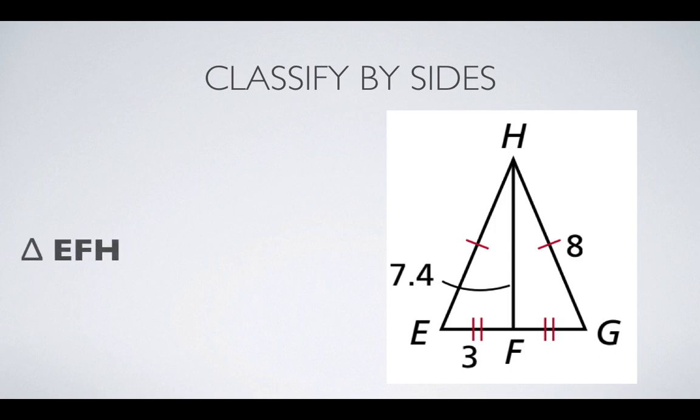Instead, we just have to call it isosceles. Now our next triangle is going to be EFG, or EFH. EFG would just be a line. EFH has side measures of 8, 3, and 7.4. That makes this triangle scalene because all three sides are different. Finally, we have HFG. And if you look, this is actually going to be a congruent triangle to EFH. HFG has sides of 7.4, 3, and 8. Therefore, it is also scalene.